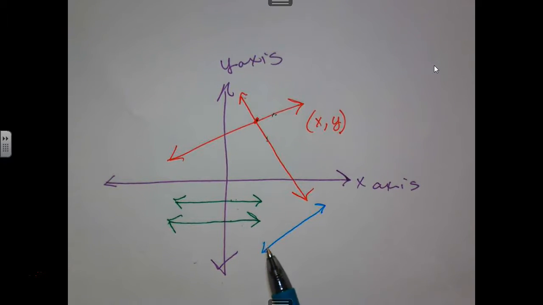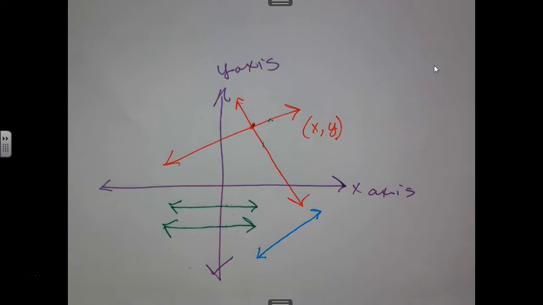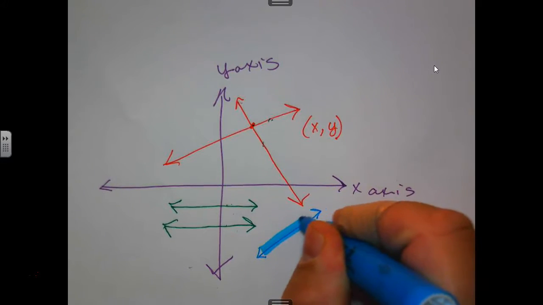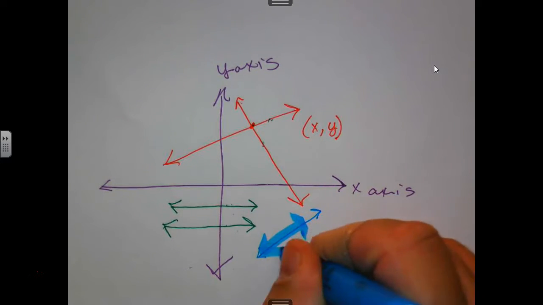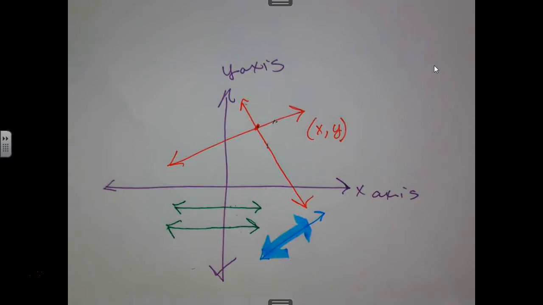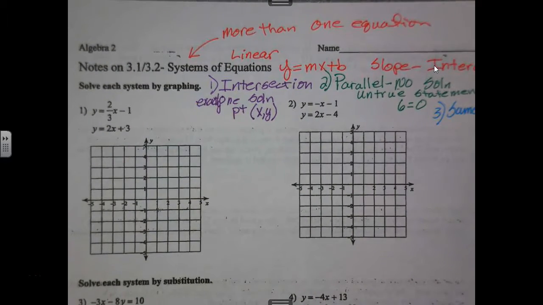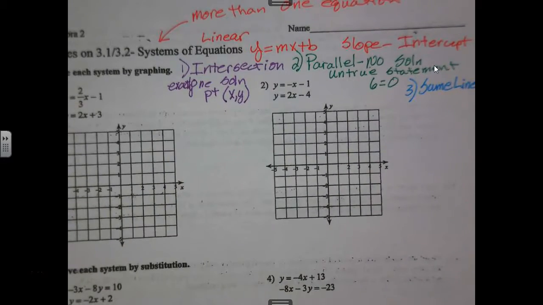If I draw another line right on top of this, how many points do I get that are in common? All of them. Wonderful. So the third one is the same line, and I get all the points in common.